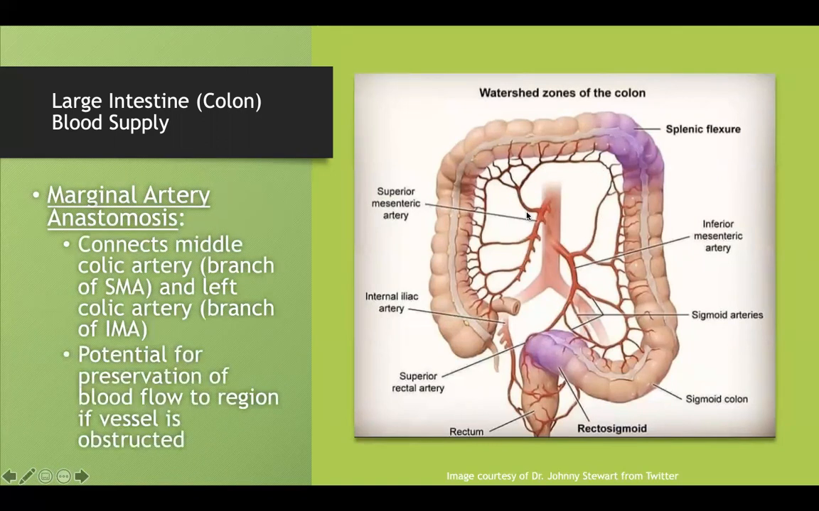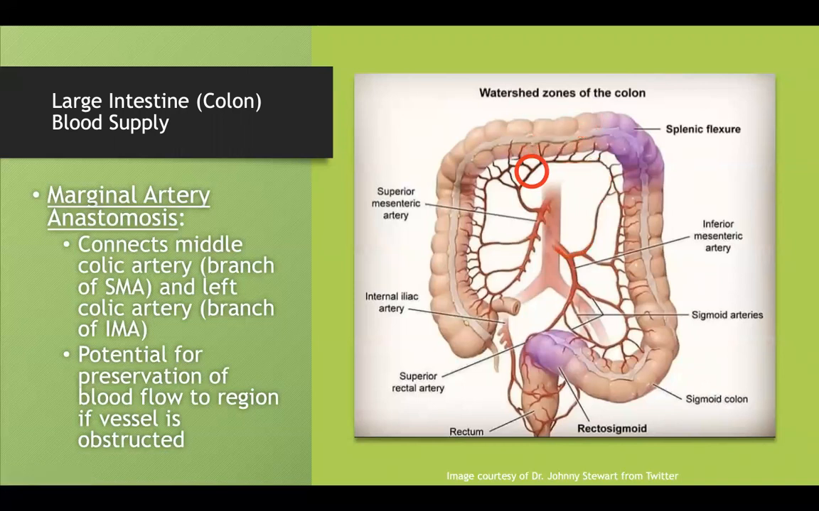And what's good about this is that occasionally this could protect you if a vessel is obstructed for whatever reason. So for example, if there's some sort of clot in this region, normally distal to that clot would be at risk of hypoperfusion. But because of this anastomosis, we can actually have blood that travels all the way around and supplies this region.